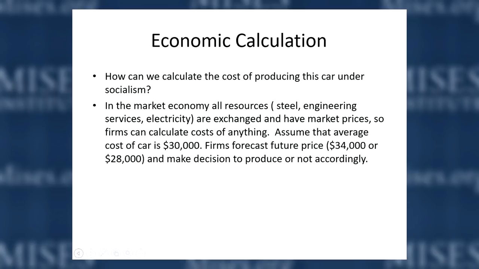You can't add up kilowatt hours, tons of steel, gallons of paint. It's not a common unit. There's no single unit to express costs of production. How do we do it on the market?